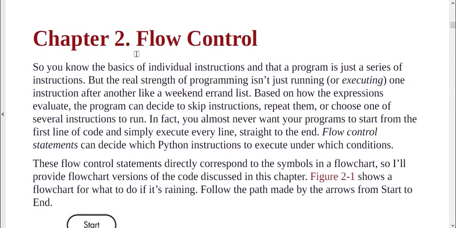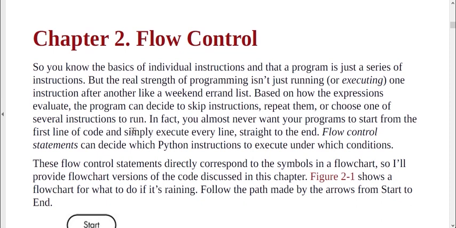The next topic or the next chapter is flow control. So now you know the basics of individual instructions and that a program is just a series of instructions. But the real strength of programming isn't just running one instruction after another. Rather, it is based on how the expressions evaluate. The program can decide to skip instructions, repeat them, or choose one of several instructions to run. For that, the flow control statements can decide which Python instructions to execute under which conditions.